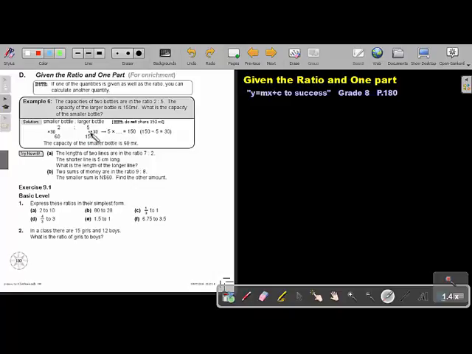Now what must I do? I must go and find out with what number they multiplied 5 to get 150. So I can do the reverse of multiply. The reverse of multiply is divide. So I can say 150 divided by 5 and I will get 30. So 5 times 30 will give me 150. So if I multiply with 30 on this side, I must also multiply with 30 on this side. So 2 multiplied by 30 will give me 60. So the capacity of the smaller bottle is 60 milliliters.